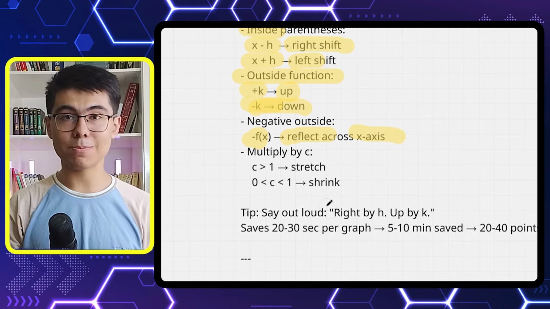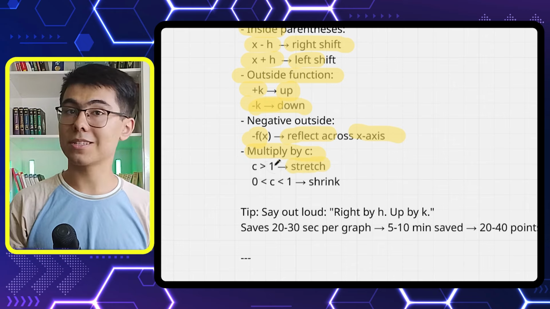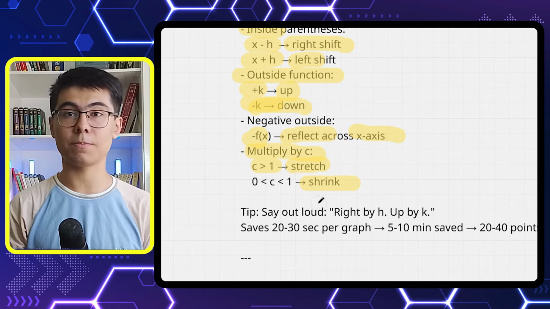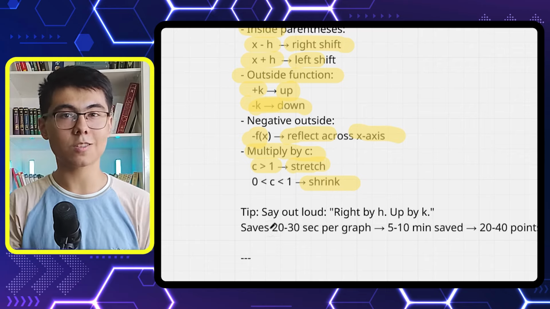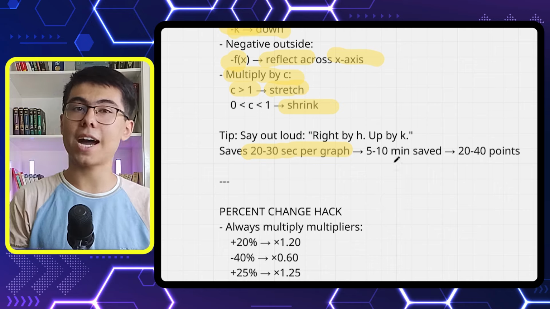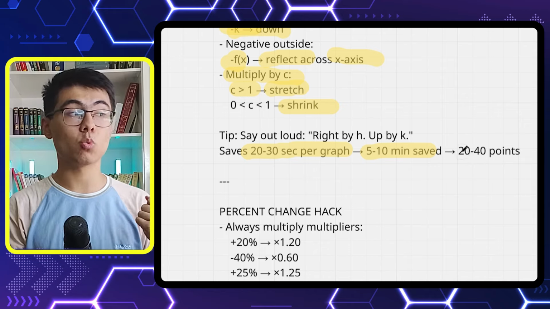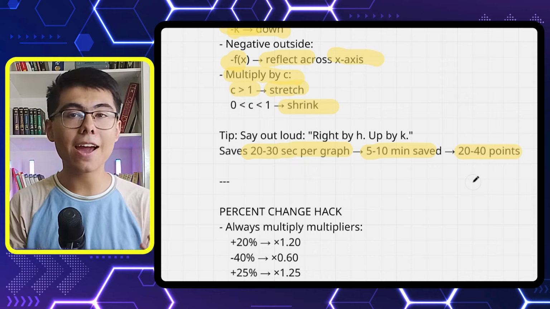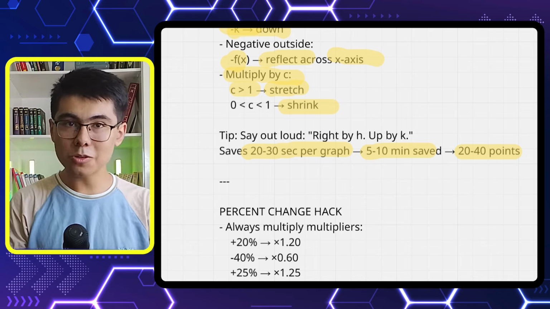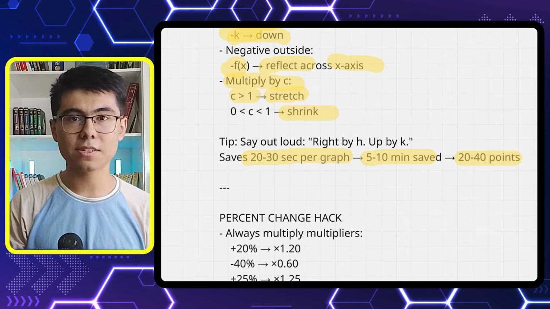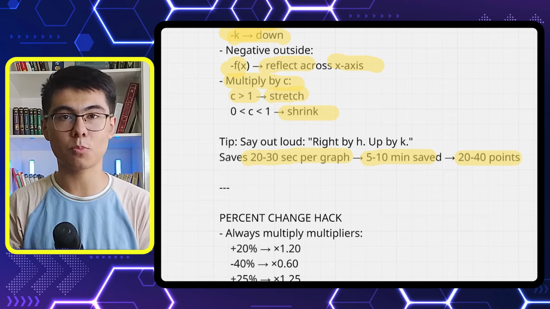Step number 4 is multiplying by a number c. It either stretches, which means it's gonna become skinny, or shrinks, which means it's gonna be fat. And if you master this flow, you can shave off 20 to 30 seconds per graph question. And that's easily 5 to 10 minutes banked on the test. And you know what that means? You walk out with an extra 20 to 40 points that everyone else leaves bleeding on the floor. So here's the deal. Either you burn your time redrawing all these graphs like everyone else, or you can lock this hack in right now and scoop up free points like candy.